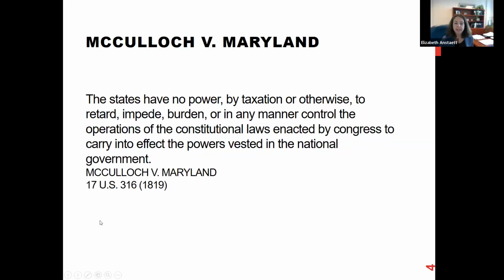And based on this, in 1819, in a very famous case, the U.S. Supreme Court said that states have no power by taxation or otherwise to retard, impede, burden, or in any manner control the operation of the constitutional laws enacted by Congress to carry into effect the powers vested in the national government. And this case dealt with states trying to tax national banks out of existence.